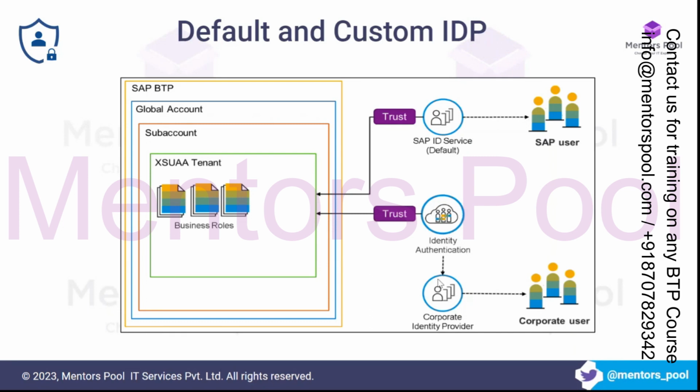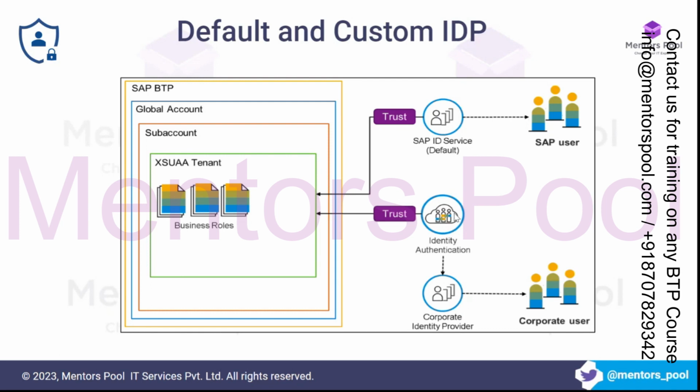One more extension I have added here: corporate identity provider. I said the identity authentication service is provided by SAP. Okay, SAP IAS, or Cloud Identity Services, as we say now. Let's say you already have Okta or SailPoint or Ping Federate or LDAP or Azure AD already. Now you say I already have users available here, and again you want me to create users here? No, I don't want to do that.